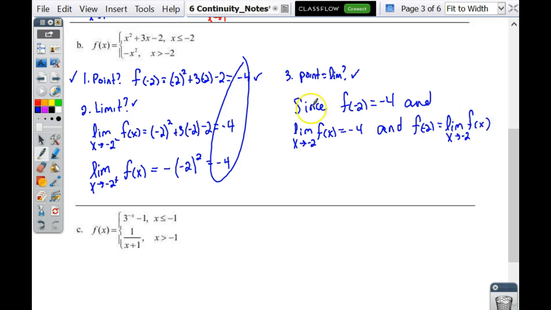Notice I've stated my point exists. My limit, there's 1. Limit exists. Boom, that's my 2. Point and limit are the same. That's my 3. You don't have to underline and number them. It's just stating, here it is. Since all of this, f of x is continuous.